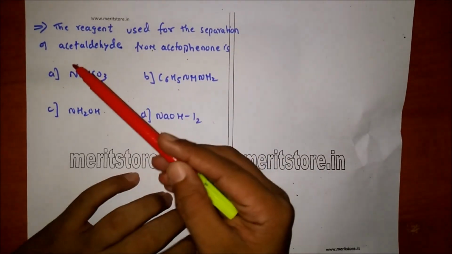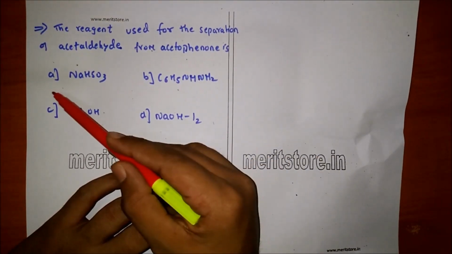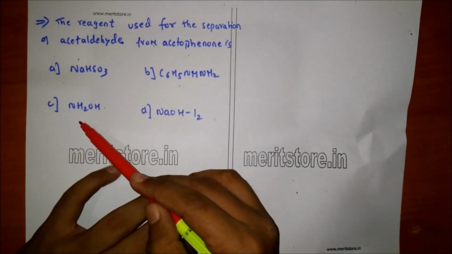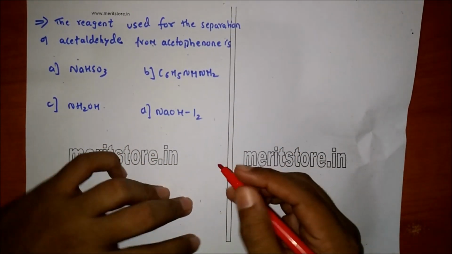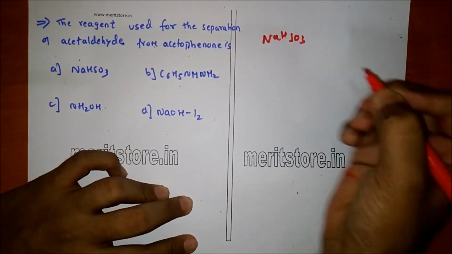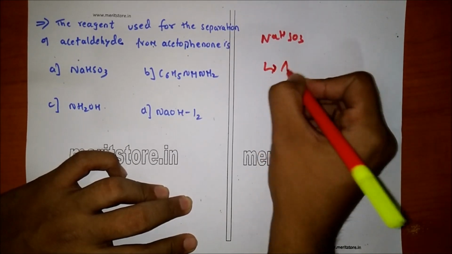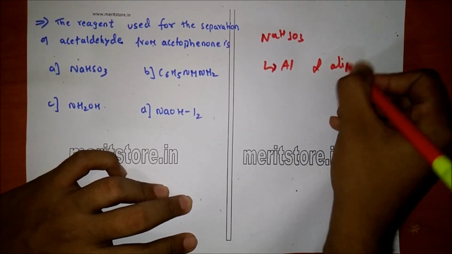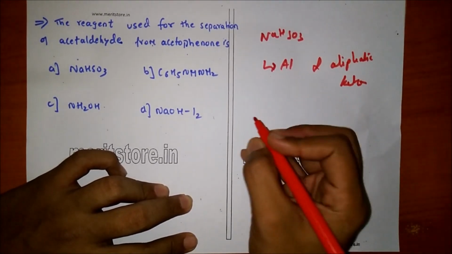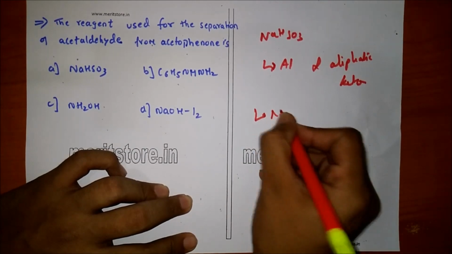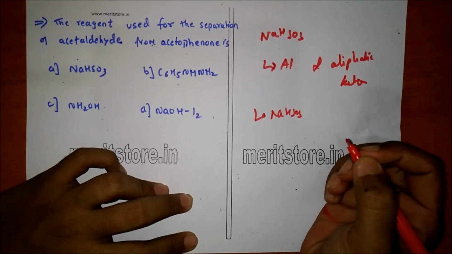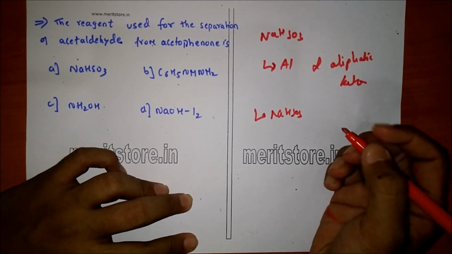The reagent used for the separation of acetaldehyde from acetophenone is A. NaHSO3, B. C6H5NHNH2, C. NH2OH, and D. NaOH/I2. Now, here the correct answer is actually NaHSO3. It gives the addition reaction with aldehydes and aliphatic ketones. Now, acetophenone is an aromatic ketone, so it does not give addition product with NaHSO3. However, aldehyde forms the addition product with NaHSO3, which on treatment with acid or base gives aldehyde again.